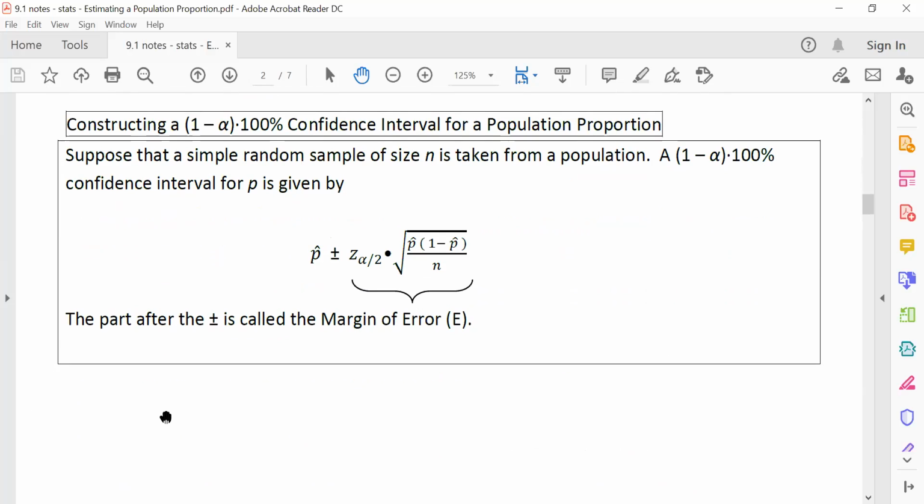Suppose that a simple random sample of size n is taken from a population. A 1 minus alpha times 100% confidence interval for p is given by p hat plus or minus z alpha over 2 times the square root of p hat times 1 minus p hat all over n. So a few notes on that. That is called our margin of error, the margin of error.